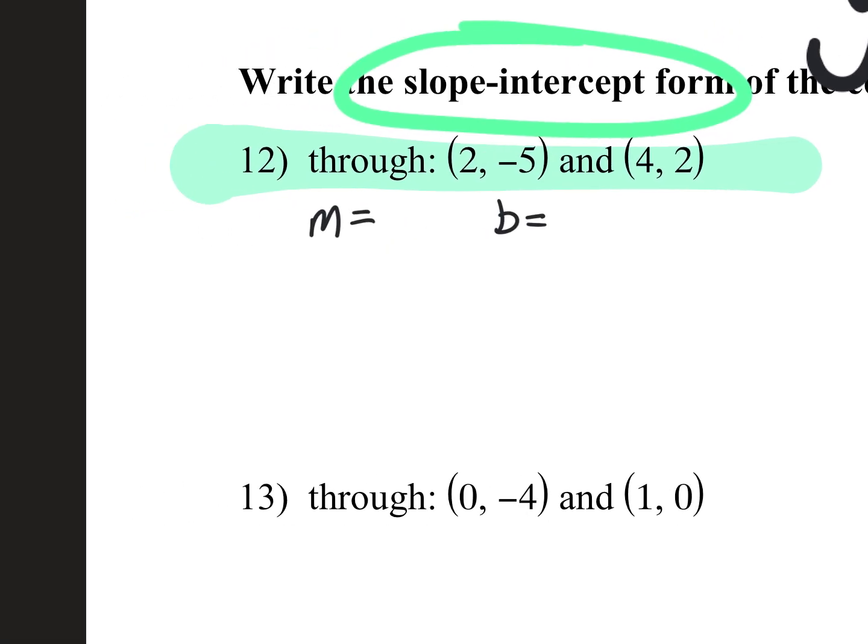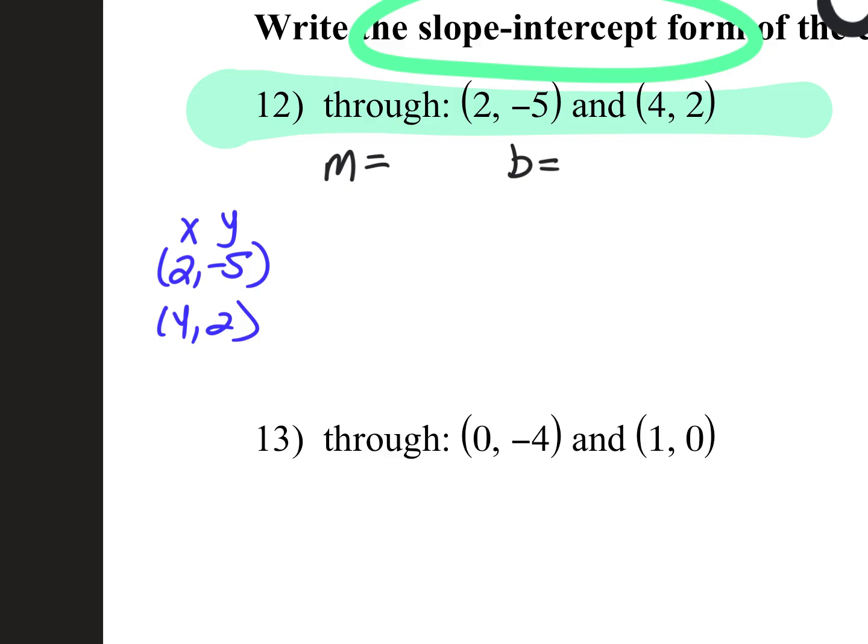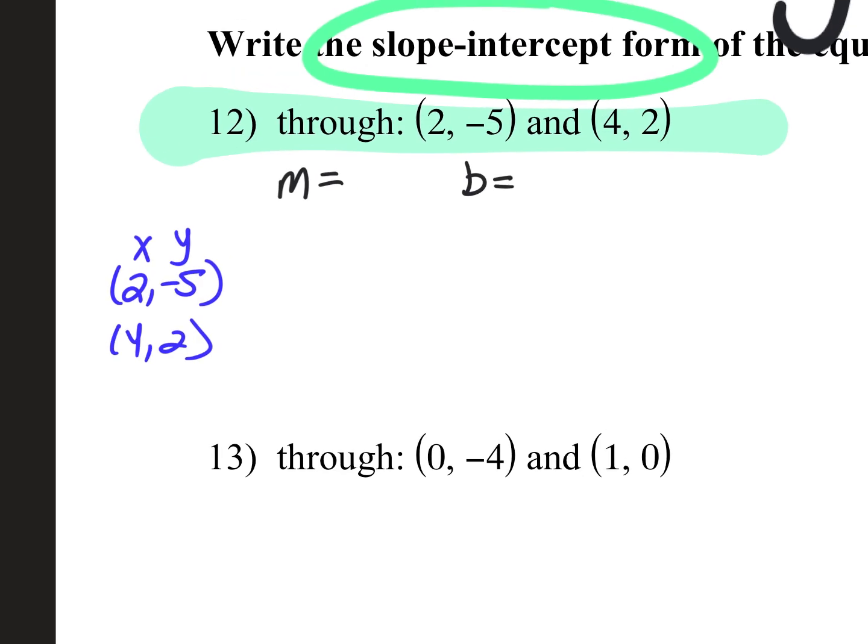Y2 minus y1. I'm going to go ahead and put the points on top of each other so I don't make any silly mistakes. 2, negative 5, and 4, 2. And I'm going to write x on top of here and y on top of here, just so I don't make any mistakes. So it's my y's on top. What do you want to start with? Negative 5 or 2? 2. Okay, so it's 2 minus what? Negative 5. If I started with 2 on the top, what do I have to start with on the bottom? 4. Whatever you start with the y, you have to start with the x. So this is going to be 4 minus 2.